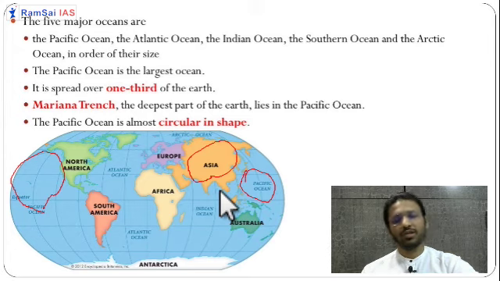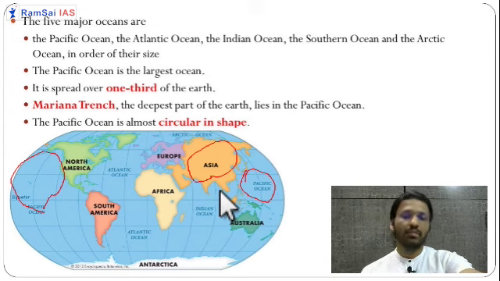Similarly, the Pacific Ocean occupies one third of the surface of the Earth. The tallest mountain that we have seen is Mount Everest in Nepal. Similarly, the deepest point is the Mariana Trench near Southeast Asia. This Mariana Trench is present in the Pacific Ocean, so this question can be asked. So the Mariana Trench is very, very important.